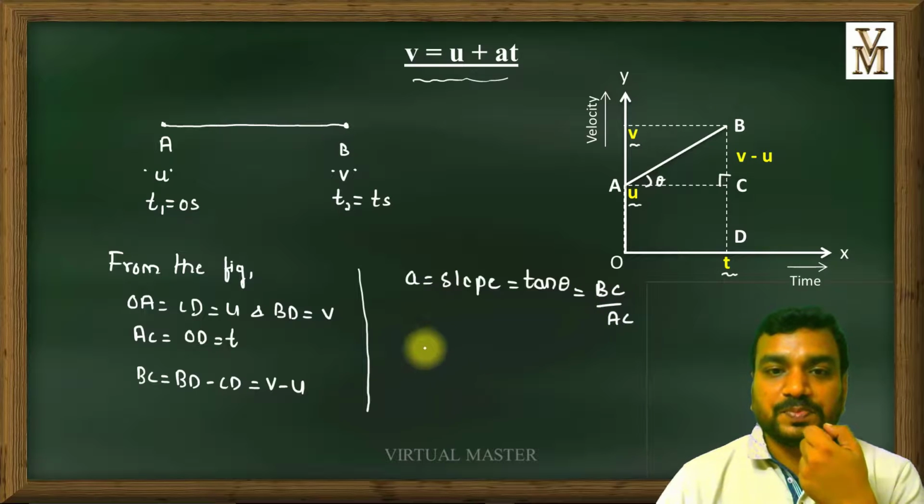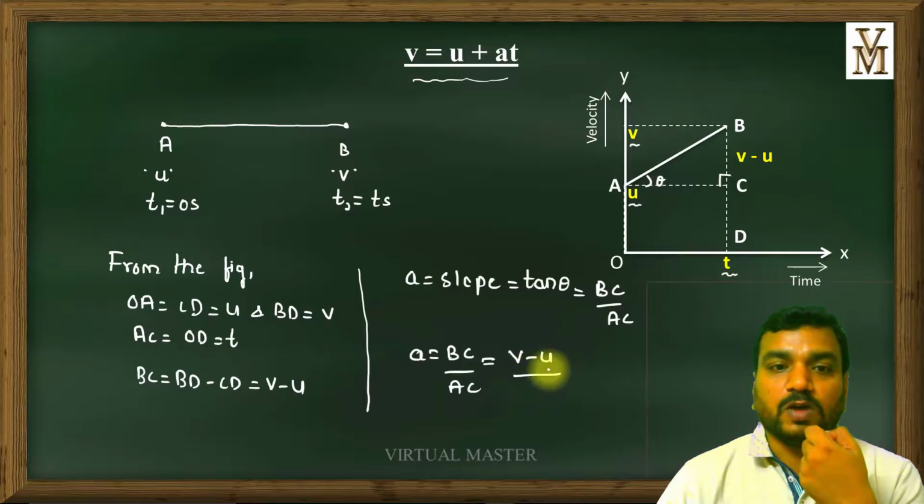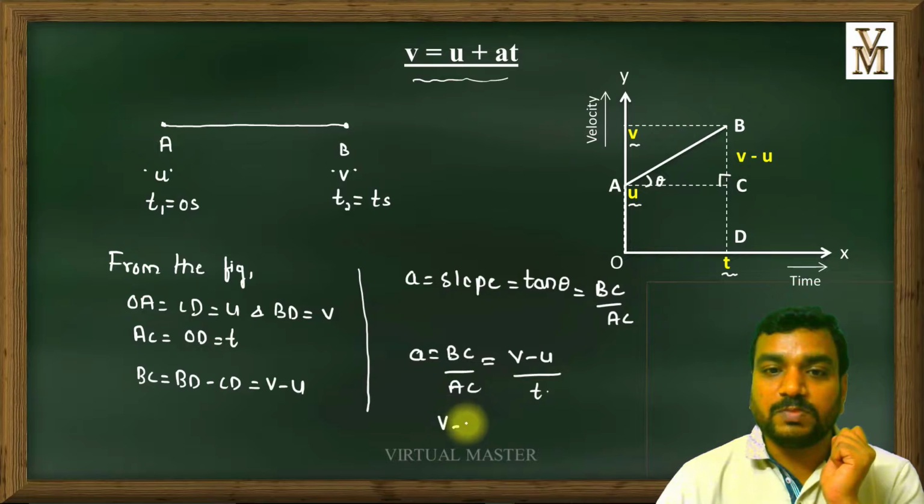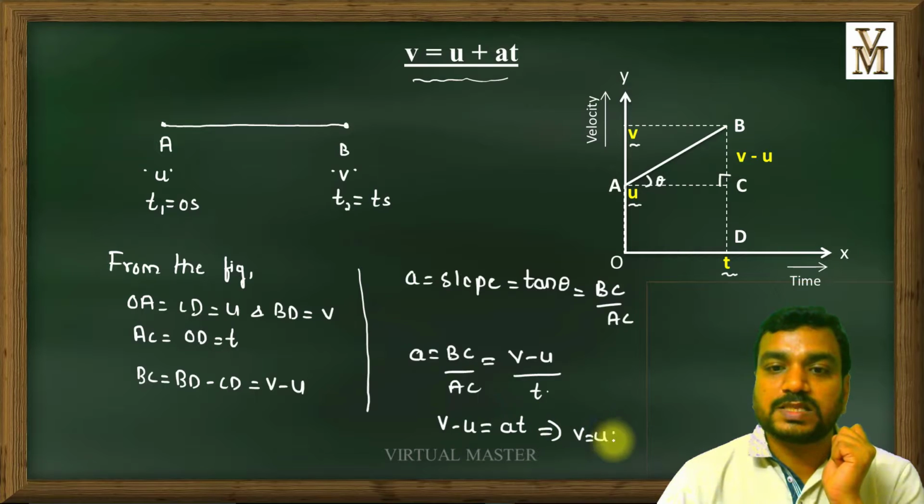Now a will be equal to BC by AC, and what is BC? Just now we have found out BC will be equal to v minus u, right? And what is AC? AC is equal to t. So therefore a will be equal to (v minus u) by t. Let us cross multiply this t on the left hand side. After cross multiplying, what I am going to get? v minus u will be equal to at, or else I can write v equals u plus at.